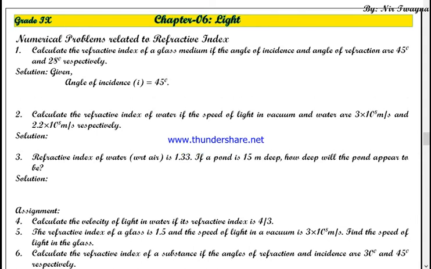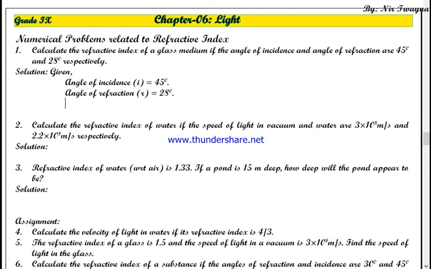And then angle of refraction R is 28 degrees. Yes, now we need to find the refractive index of what? Of glass. With respect to what? WRT stands for with respect to air, which means light is traveling from air into glass. It does not say anything about the first medium, so the first medium is always air.